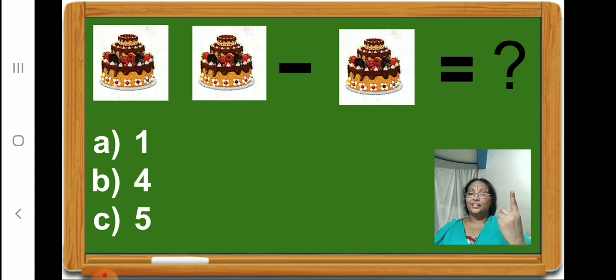Now children, 3 answers are given below. Let us select the correct option from the given answers. Okay. So, let us select option A, 1, which is the correct answer.